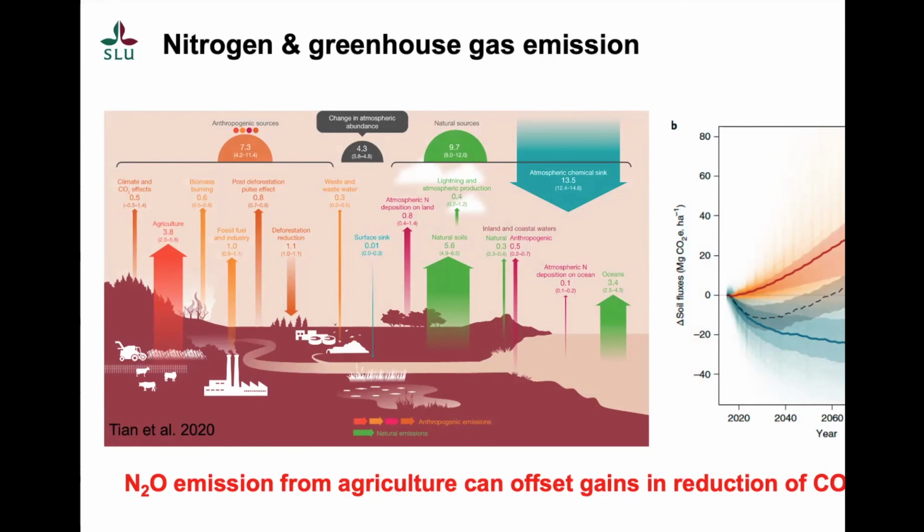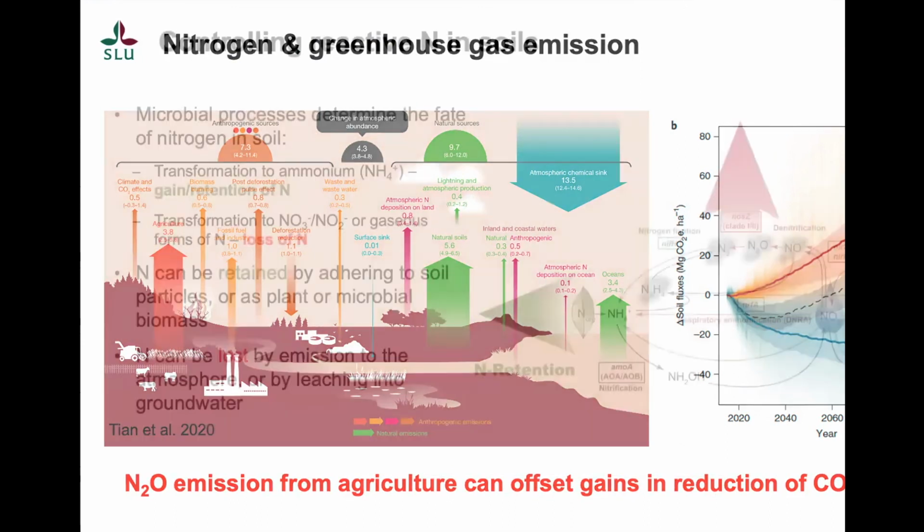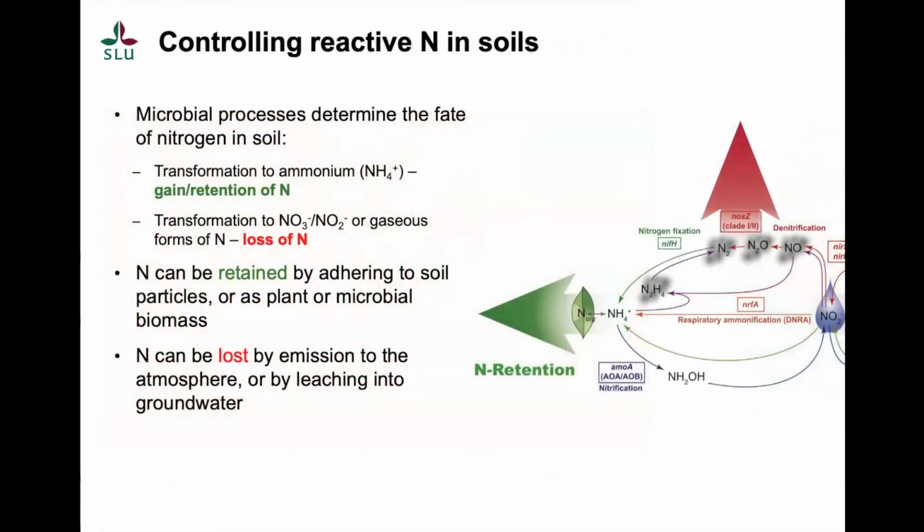So this is something that we're trying to understand: how we can manage crops to reduce the amount of nitrogen we're putting in. And really what we have to do is figure out how to control, or rather at least manipulate, the microbes and understand their ecology better, the ones that are controlling these different processes.